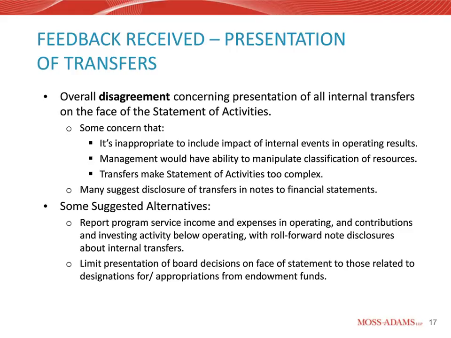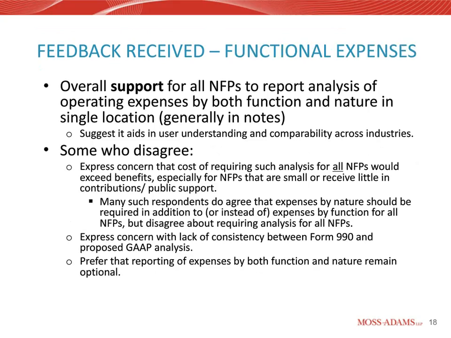The fourth concept in the exposure draft related to functional expense. So there was support for not-for-profit organizations to include expenses by natural classification and functional allocations. Most respondents thought that this could be disclosed in the notes to the financial statements versus adding a requirement to have a statement of functional expense for all organizations. But of course, there were some who disagreed.